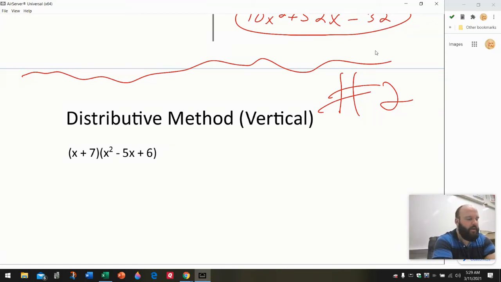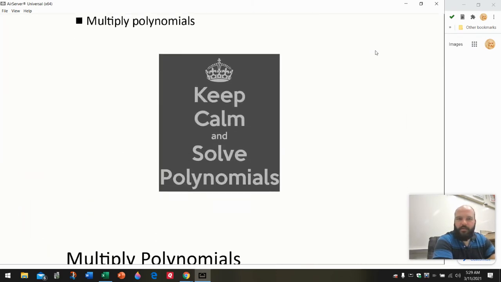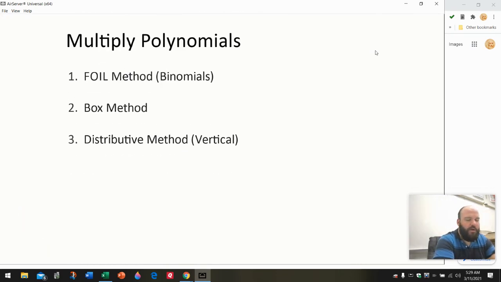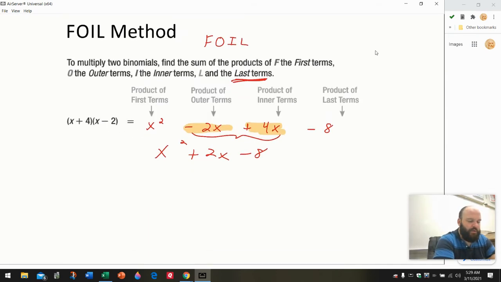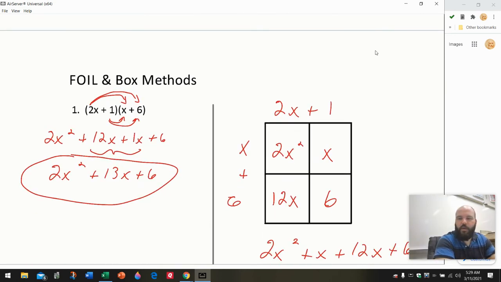Okay, hello everybody. So today we're going to continue our discussion in Chapter 8, Section 3. And if you recall from the first video that we did in here, we discussed how to multiply binomials together. And there are two methods that I showed you how to do this, either the box method, which you can see there, or I showed the foiling method.